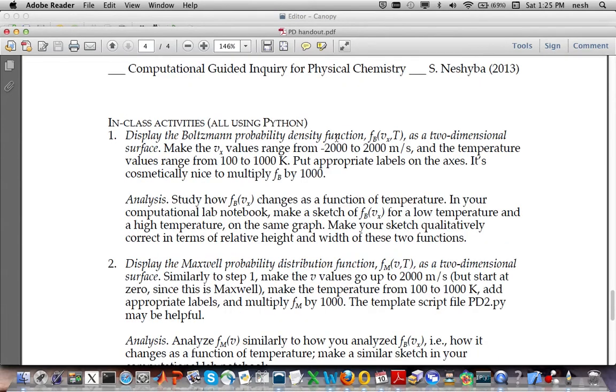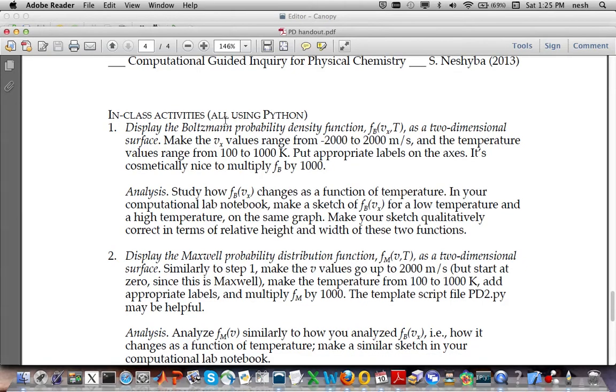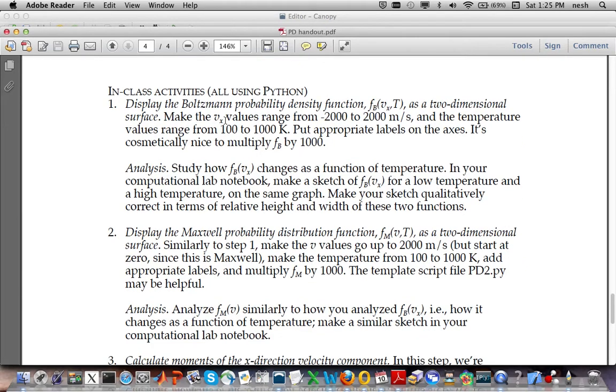Now you're perfectly welcome and encouraged to launch into the in-class activities at home before you come. And I'm here to kind of help you out a little bit on that. So, first one is display the Boltzmann probability density function. That's FB. That's the Boltzmann density function as a function of the velocity in the x direction and the temperature as a two-dimensional surface.